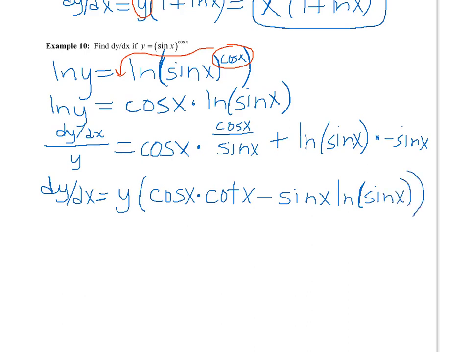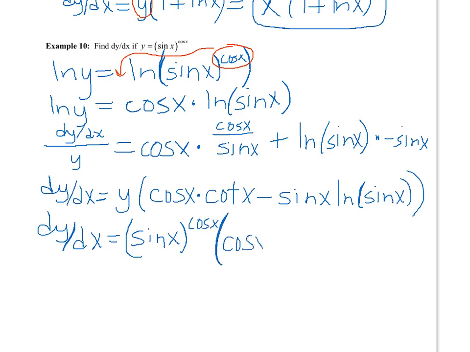And again, just like we did in the previous example, we know what y is. It's the sine of x raised to the cosine of x. So this is not the prettiest derivative ever. But come on, they can't all be pretty. So we'll have this minus the sine of x times the natural log of the sine of x. And that, my friends, is the derivative of the sine of x to the cosine of x.